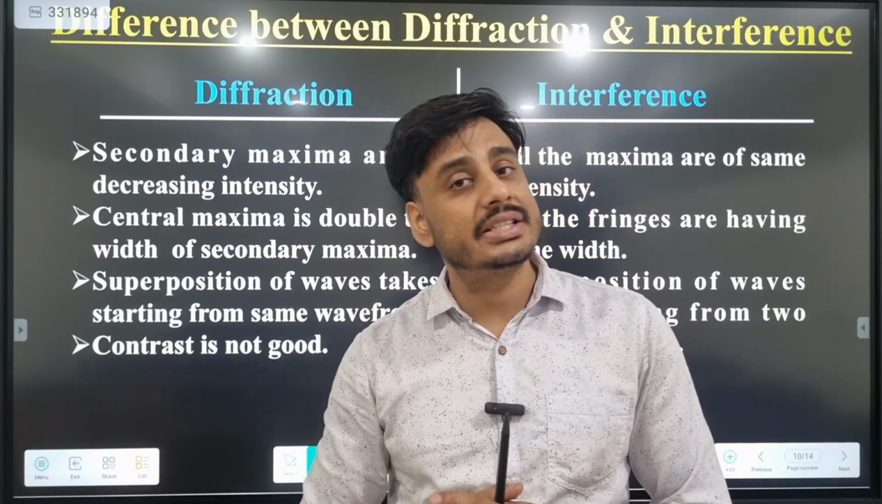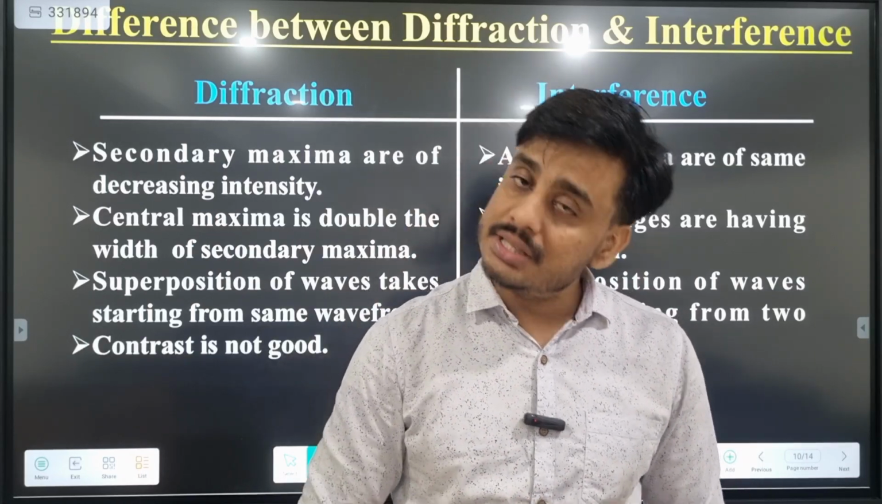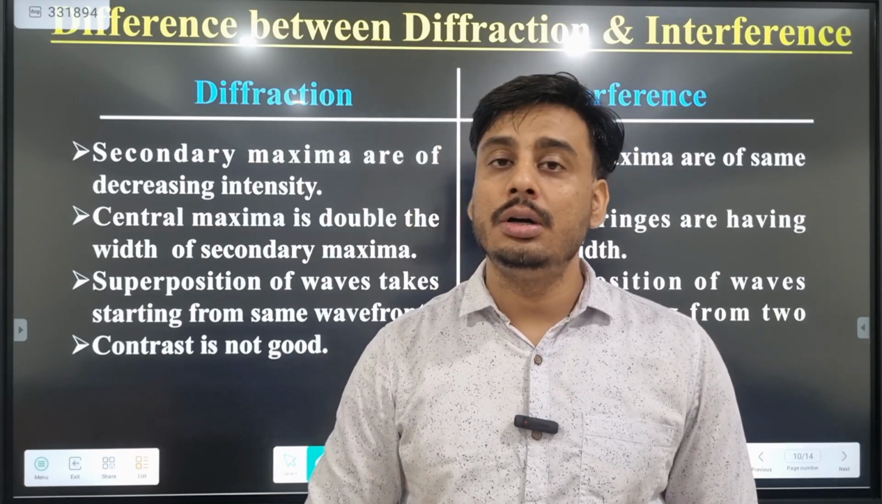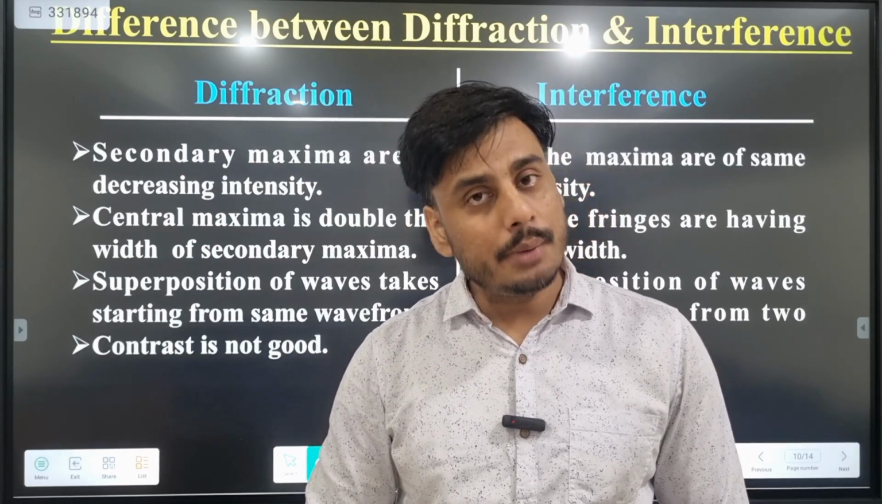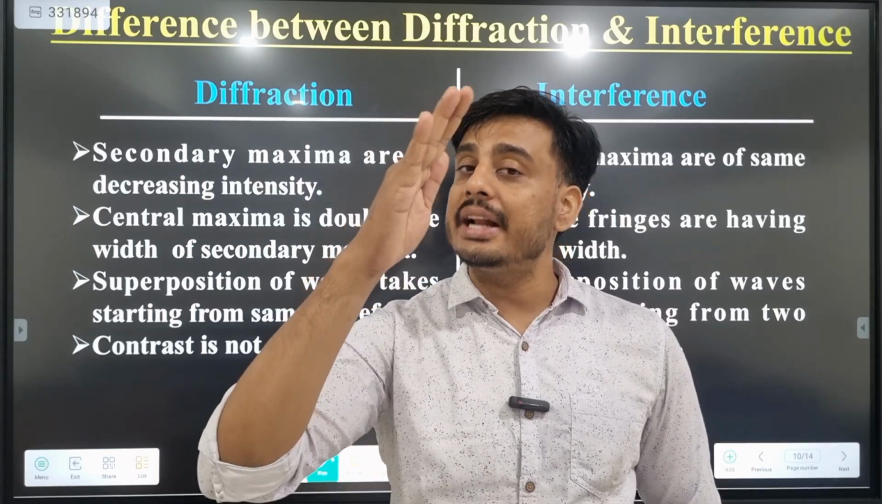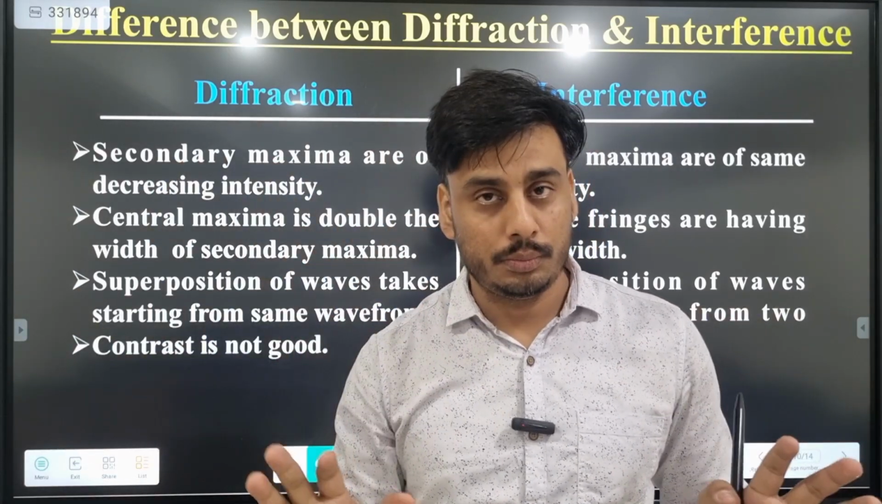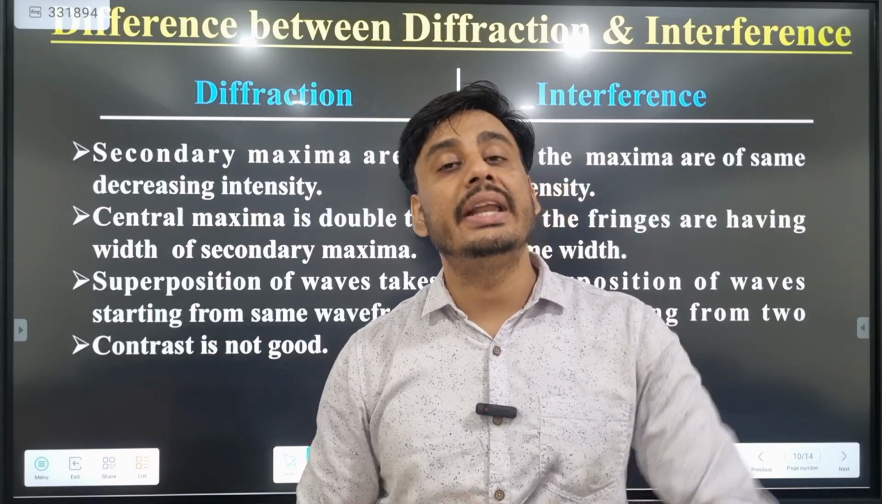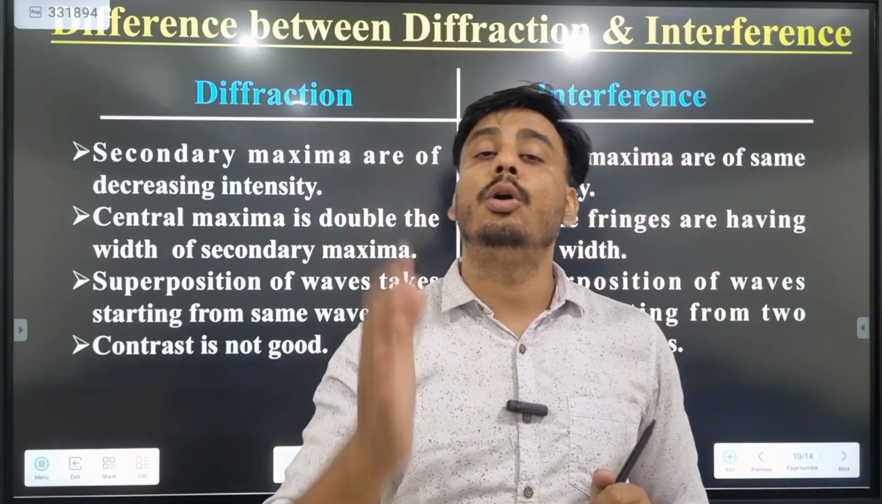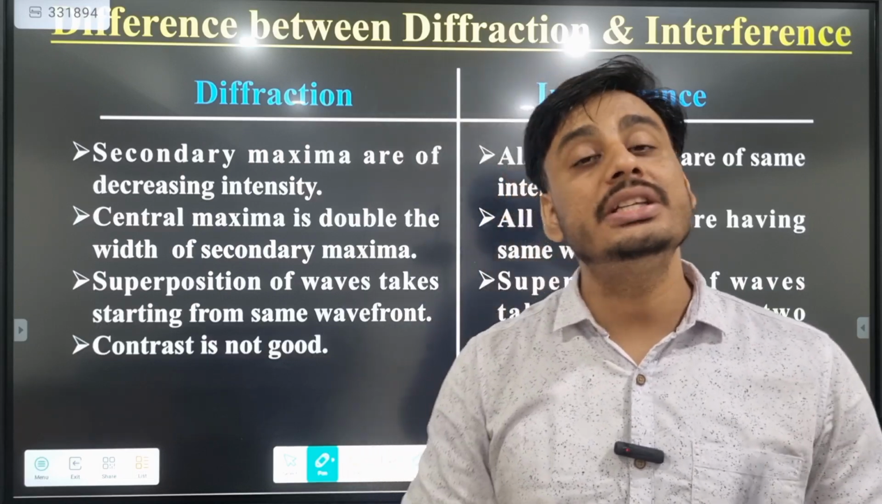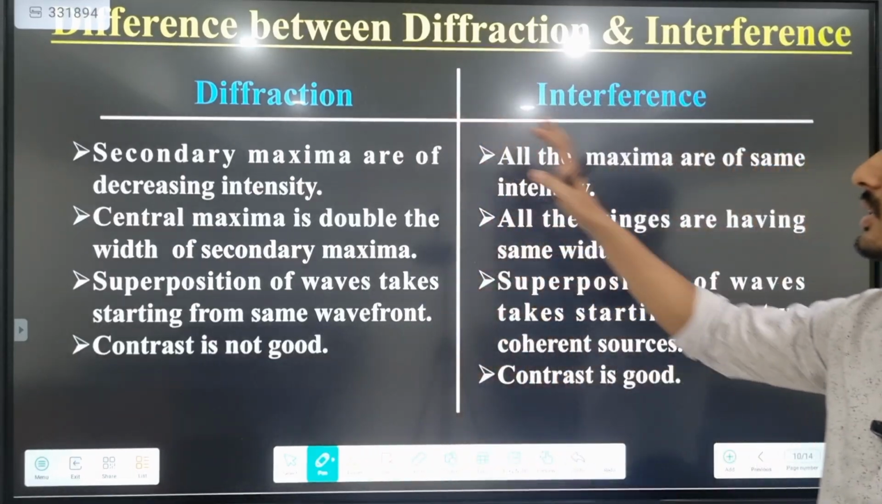But in interference, in Young's double slit, we must have seen that derivation also, the fringe width is constant throughout the fringes. And one more important thing: since intensity gradually decreases in diffraction, the contrast of fringes is not good, poor contrast. But in interference, since the intensity of all the points is the same, the contrast is very good. So these are the differences between diffraction and interference.